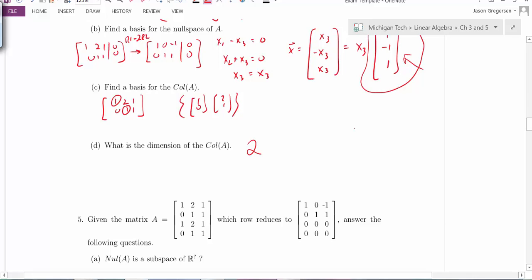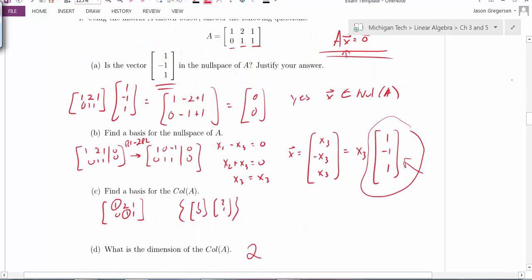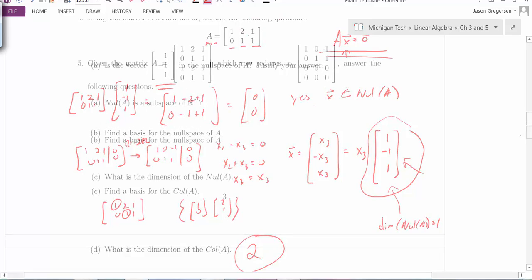So in this case, the dimension would be 2. And then just as a quick check of our answer, we see the dimension of the column space is 2, but we have one vector in the basis for the null space, so the dimension of the null space is 1, and the sum of those two dimensions should equal n, where A is an m by n matrix. It's the number of columns.